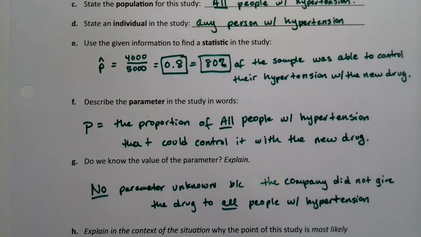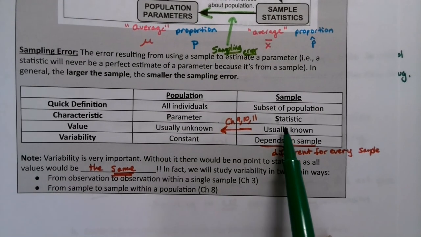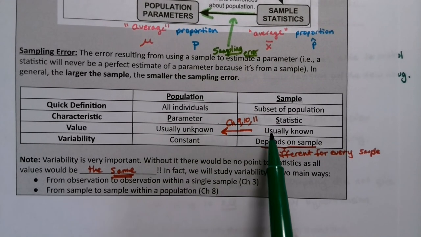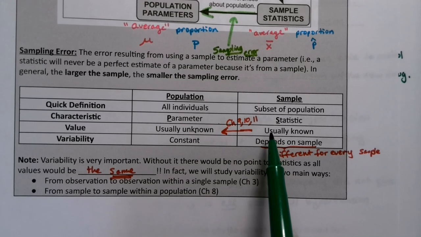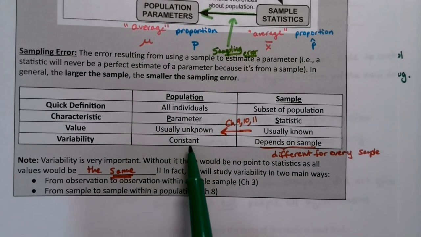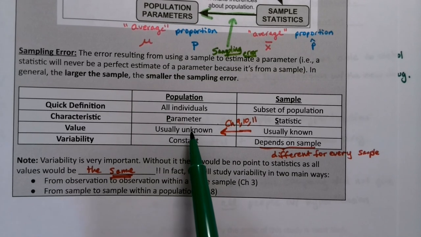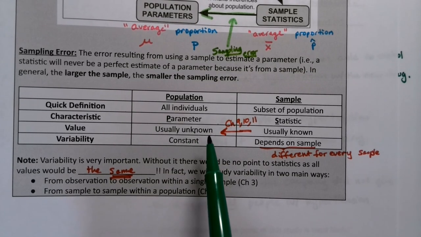So see the tension now? We know this is 80%. We don't know what this is. We hope and think it's close to 80%, but we don't know. So there's just some number out there that is the percentage of people that would be helped by this drug, and we don't get to know what it is. See the tension?